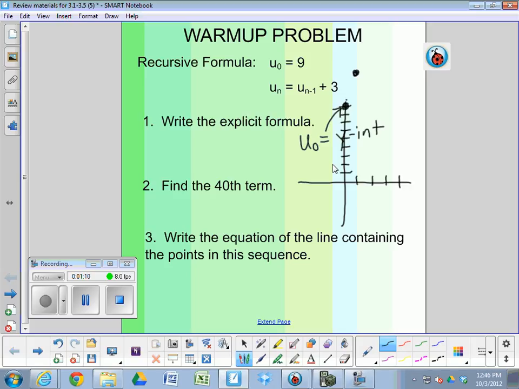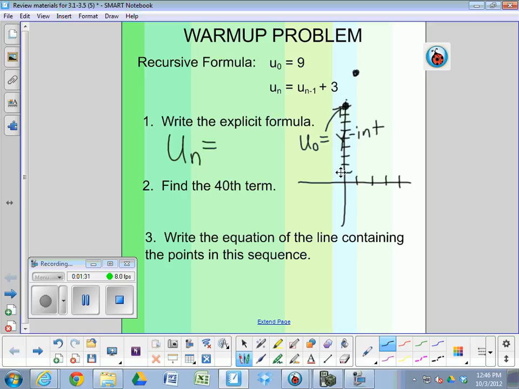Common difference. So that change of 3 every time was the common difference when we were talking about sequences, and now that we're talking about lines, it represents the, go, say it, the slope. All right? Slope.